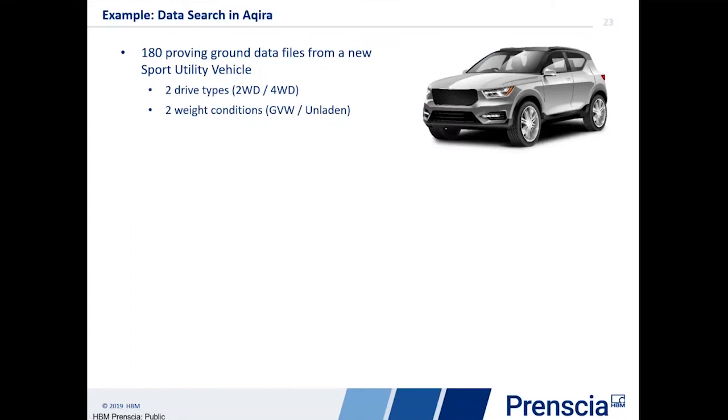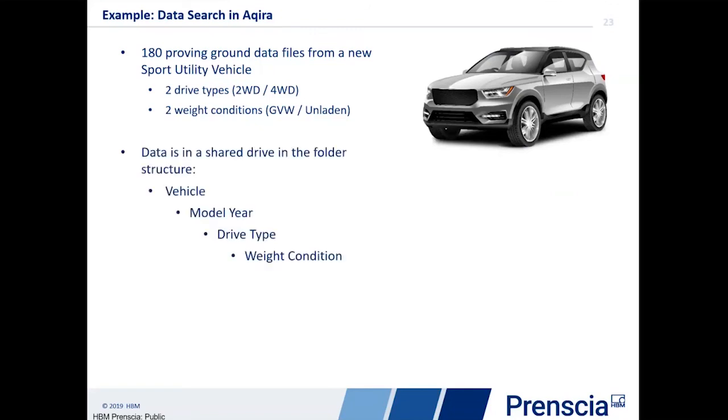In this case, it's generated an additional 180 data files of two different drive types. So we've got various proving ground surfaces and events, plus two different drive types and two different weight conditions. And the way that data is typically stored within our organization is on a shared drive in a folder structure. In this case, the folder structure is vehicle, model year, drive type, weight condition.